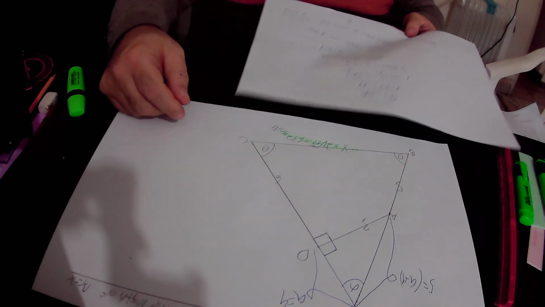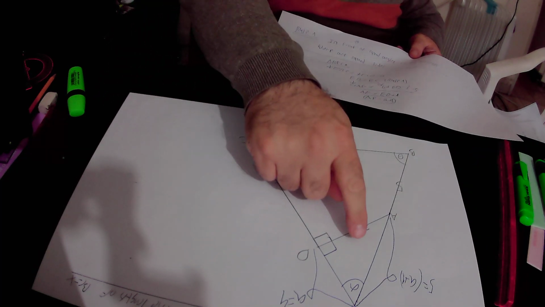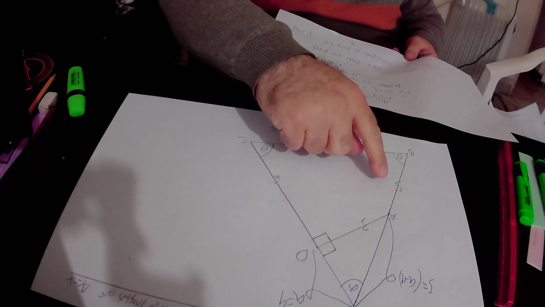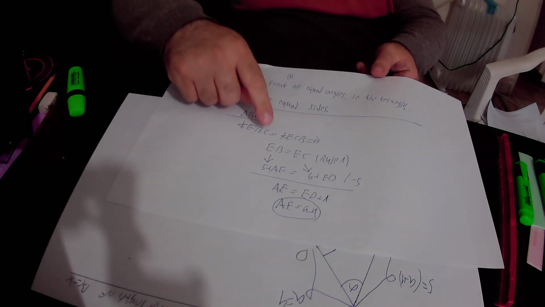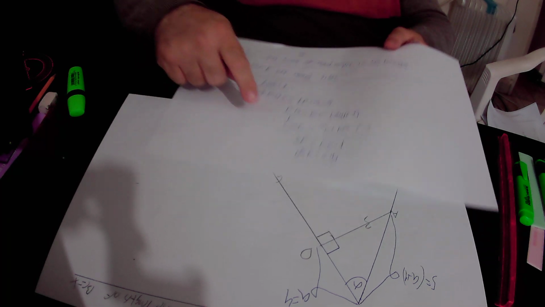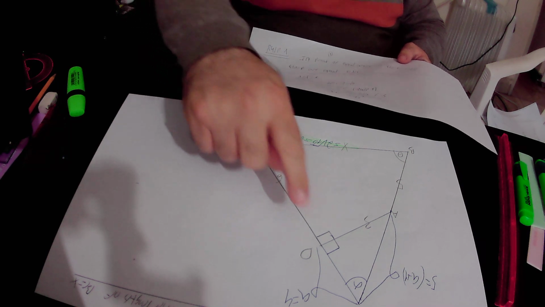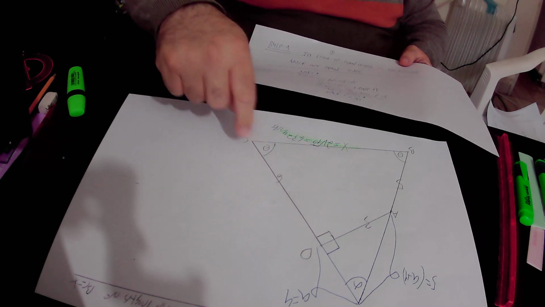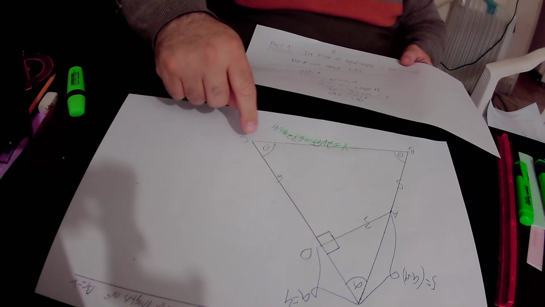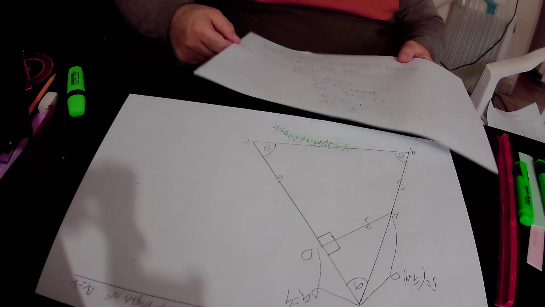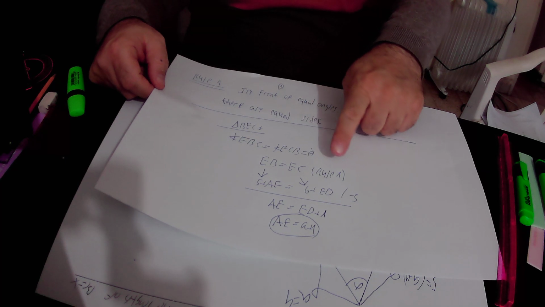Okay, EB equals 5 plus AE. On the drawing you can see that EB equals 5 plus AE. So we substitute EB by 5 plus AE. And EC, from the drawing, you can see that EC, or CE, equals 6 plus ED. Okay, so we substituted EC by 6 plus ED.